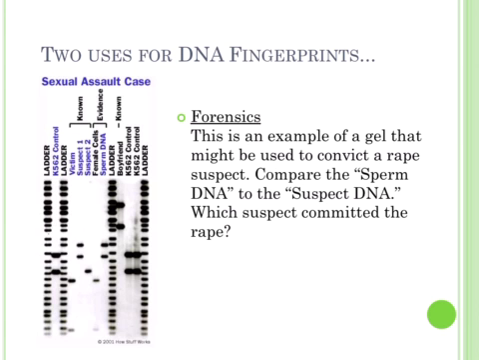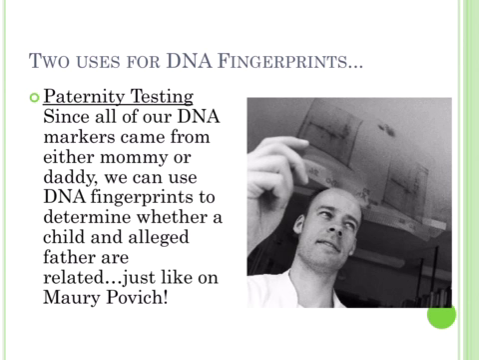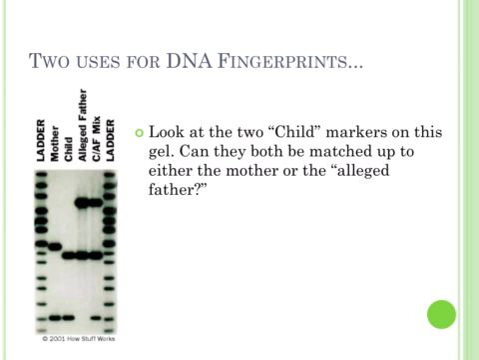So when I look here, which suspect committed the rape? Well, if I look at my evidence, I can see these 2 bands about the middle of the region, and that lines up with suspect number 1. Now, this also works for figuring out who your baby daddy is. This is in fact how we do paternity testing.